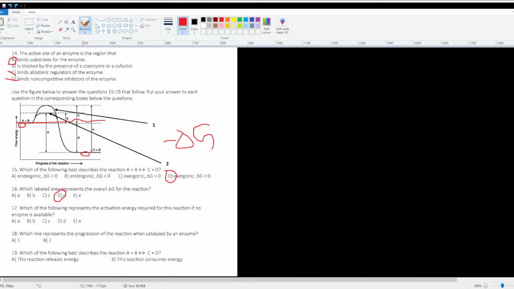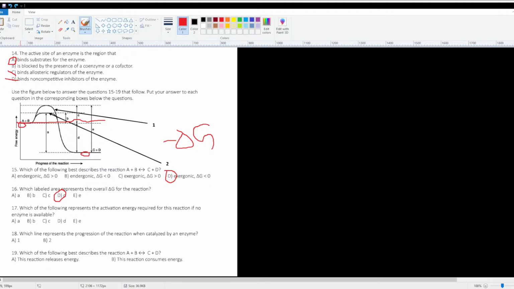Start positive, go negative. That would be D. That would be the overall delta G. Which in fact, I'm gonna put a star next to this one. I'm honestly not 100% sure if it'll be D or E. Anyway, sorry, I'm just kind of working through the process.